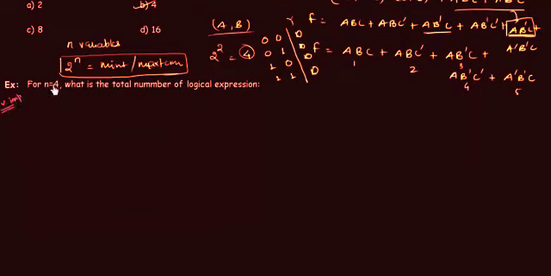For n equals 4, where n is the number of variables, so we have 4 variables. What is the total number of logical expressions? First we will find out for n equals 2, then we will generalize the case and find out for n equals 4. So let's start with it. For n equals 2, we have 2 variables, and let's say the variables are a, b.